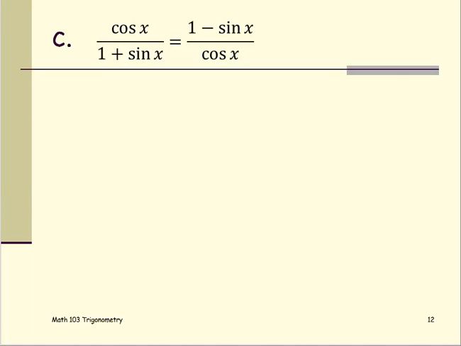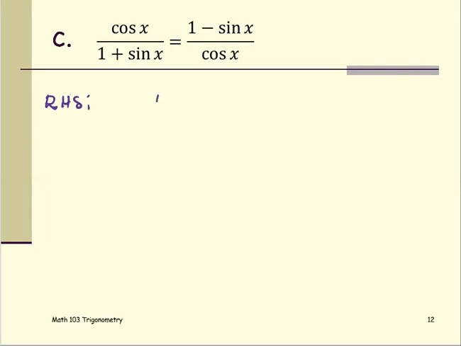In this example, we have cosine x divided by 1 plus sine x on the left-hand side and 1 minus sine x divided by cosine x on the right-hand side. It looks equivalent both ways. Both of them look complicated. So it's up to us which way we're going to use to start. Typically we use the left-hand side. This time, let's pick the right-hand side to work on.